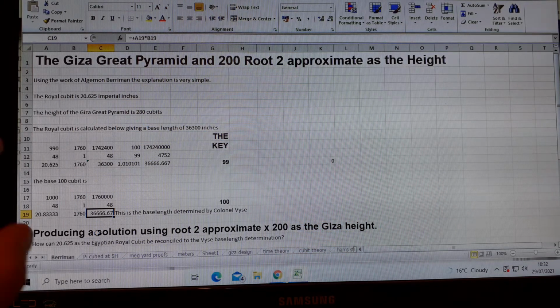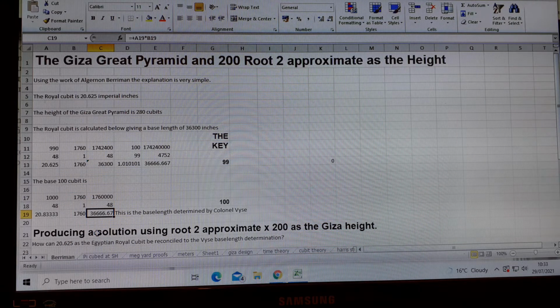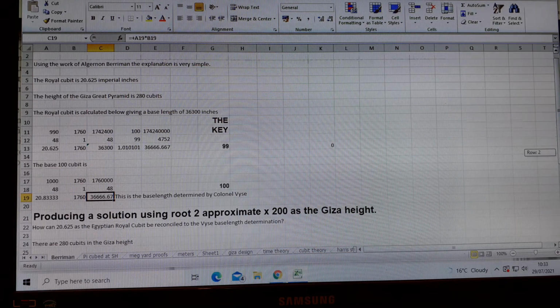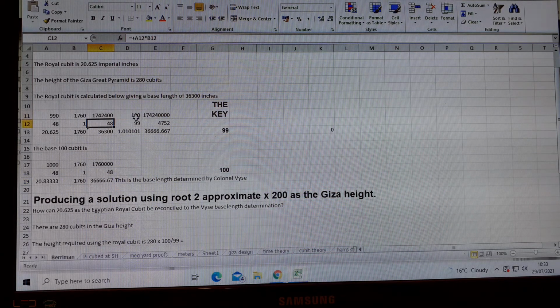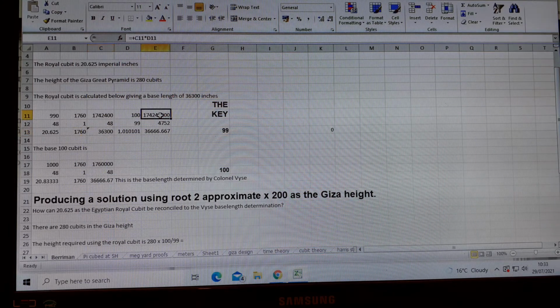So we've got a conundrum, because we've got a royal cubit of 20.625 and we've got a Giza base length of 366.666 recurring inches. So how can we get that into that? It becomes very obvious when you start to study this problem and use fractions. What we're looking at here is the base 99 system, and to get to the base 100 system, we've got to multiply by 100 over 99. So we multiply that and that by that and that to get 366.667. So that times 100 over 99 gives us 366.666, but that is represented by that divided by that.